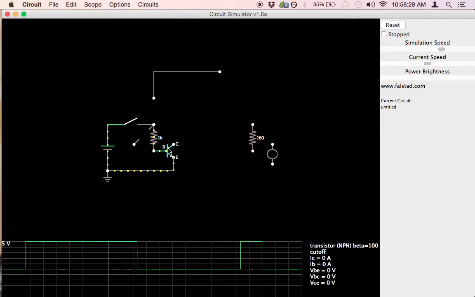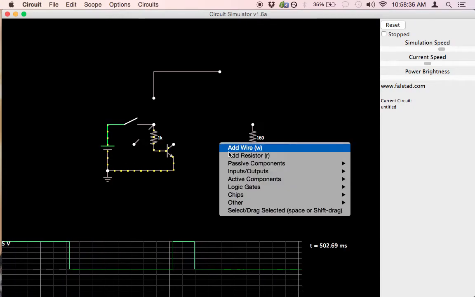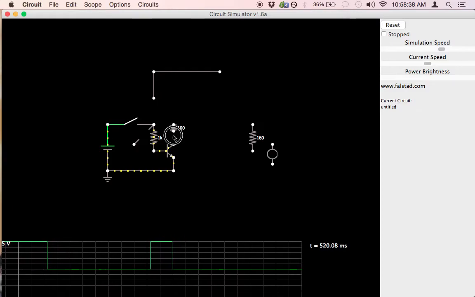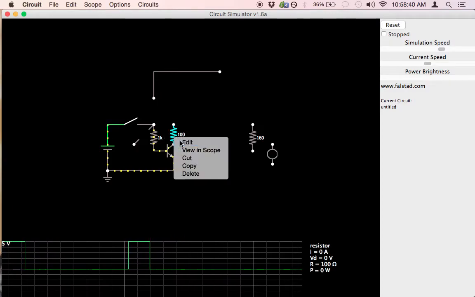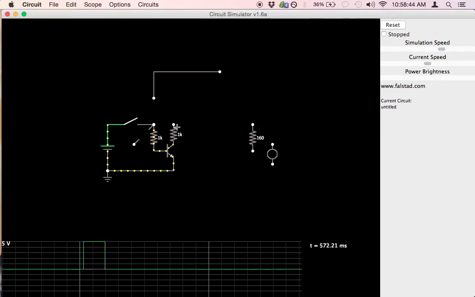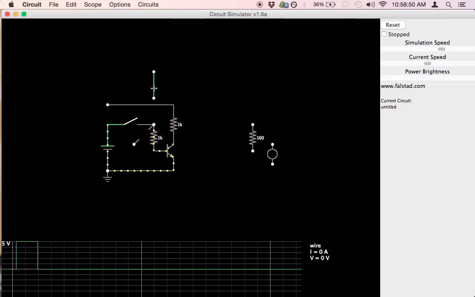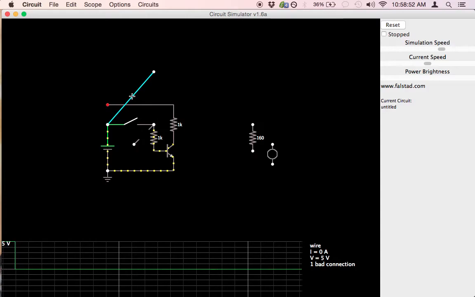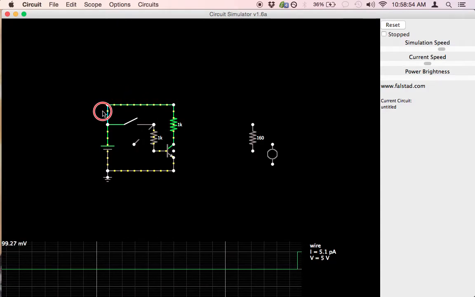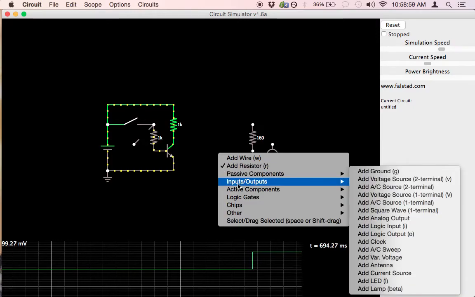We're going to use this transistor to invert the signal. What we're going to do is use another 1K resistor and we're going to connect that to our power supply. And let's put another scope probe on that.